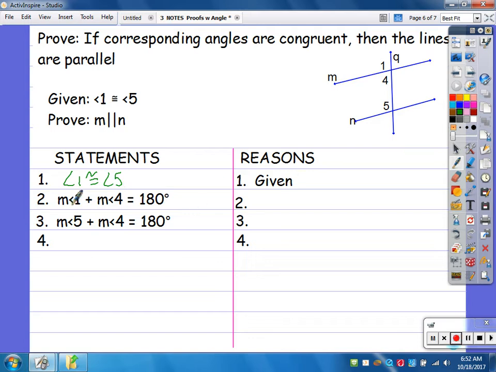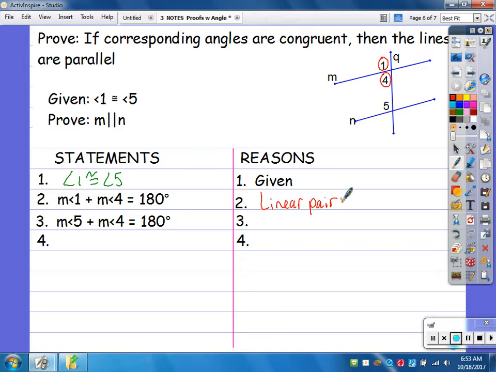The next statement says that the measure of angle 1 plus the measure of angle 4 equals 180 degrees. So again, if I'm filling in the blanks, it makes it a little bit easier. I can just look at the angle measures here. So it says 1 and 4. I'm going to go to my picture and I'm going to find 1 and 4, and then I'm going to see what kind of angle pair those are. So 1 and 4 are a linear pair.